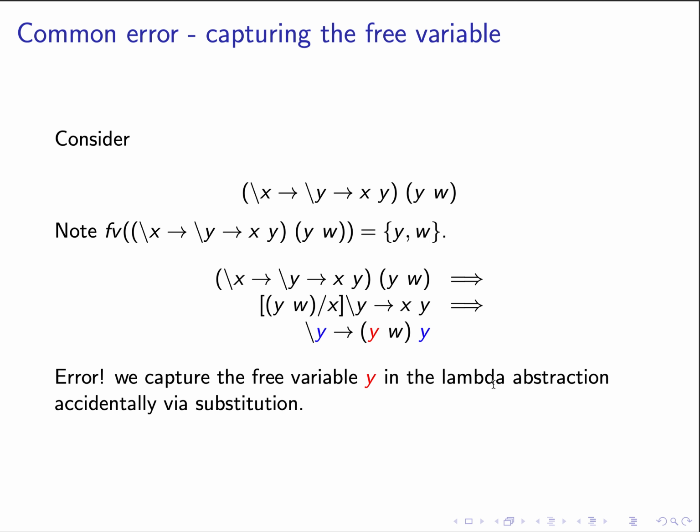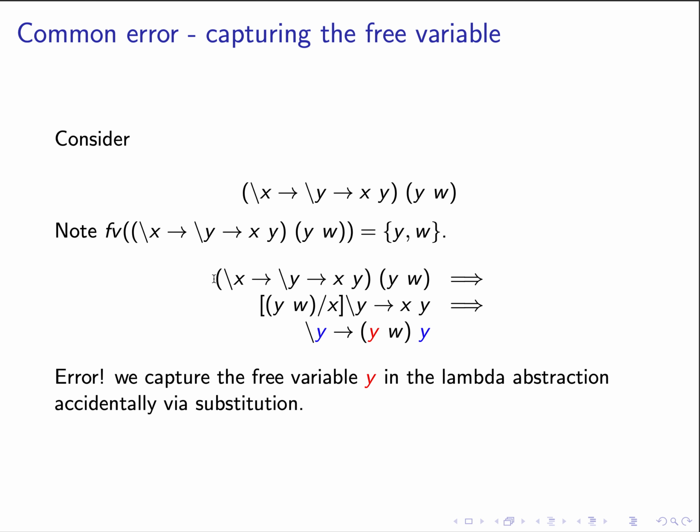The problem for beta reduction is called capturing the free variable. This can be detected by computing the free variables of the terms. For example, consider this lambda program, which at the top level is a function application where we apply this lambda abstraction to another term, which is a function application. Note that if you work out the math following the previous slides, the free variable of this entire lambda program is y and w.